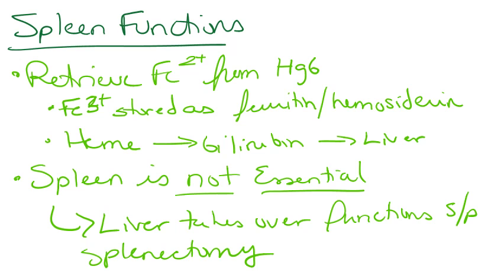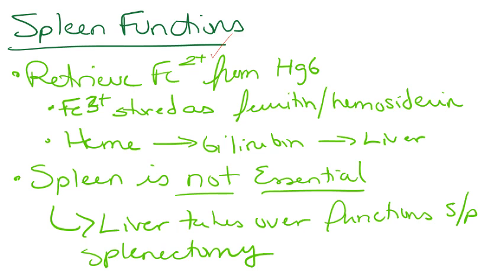So, the spleen function continued. Like I mentioned before, we retrieve the ferrous iron from the hemoglobin as the red blood cell is broken down. Remember, there are millions and millions of hemoglobin molecules in red blood cells, so it's very important that we reclaim that iron, especially for women that undergo menstruation. If we didn't have this, then anemia would be a much more prevalent issue, especially with the monthly menstrual cycle.